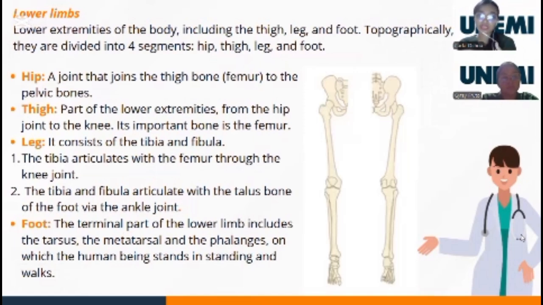Its important bone is the femur. Leg, it consists of the tibia and fibula. The tibia articulates with the femur at the knee joint. The tibia and fibula articulate with the talus bone of the foot via the ankle joint. And foot, the terminal part of the lower limbs, includes the tarsus, metatarsal, and phalanges, on which the human being stands and walks.